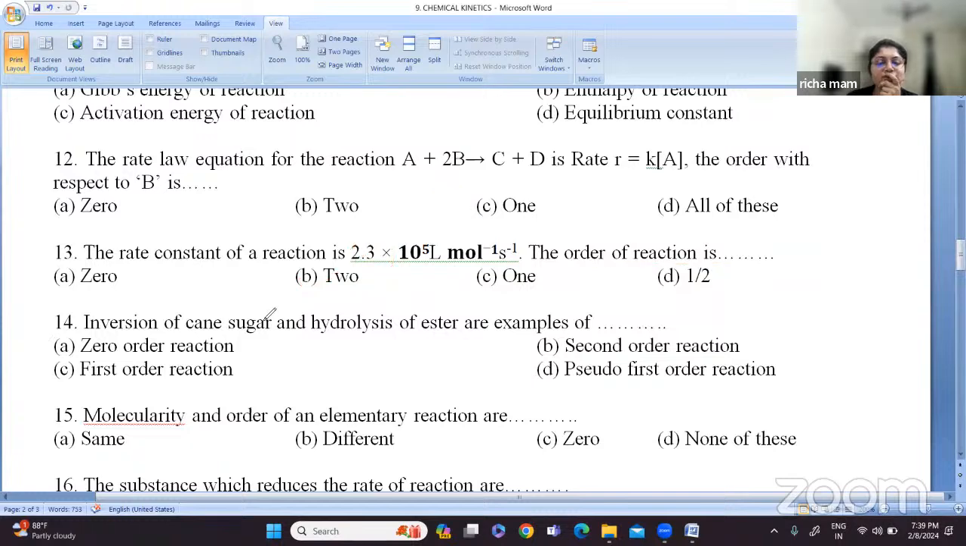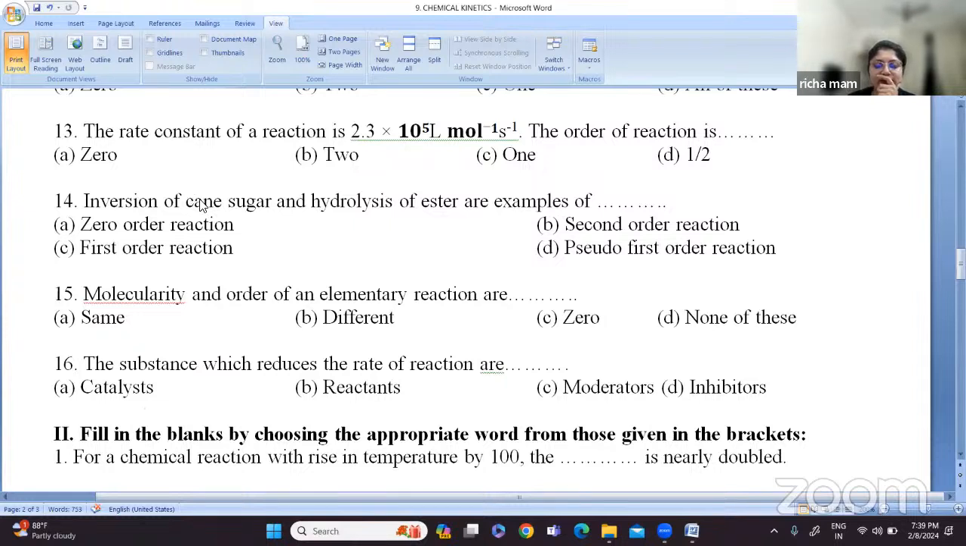Next, inversion of cane sugar and hydrolysis of ester are examples of. Easy question. Dhanush has answered it as D. A zero order, B second order, C first order, and D pseudo order. Usha has also answered it as D. Others, what is the answer? Yes, it is an example of pseudo first order reaction.